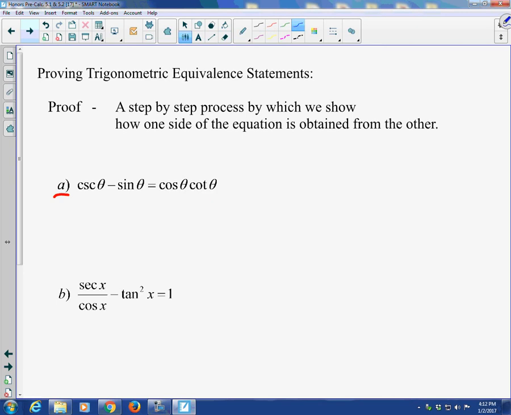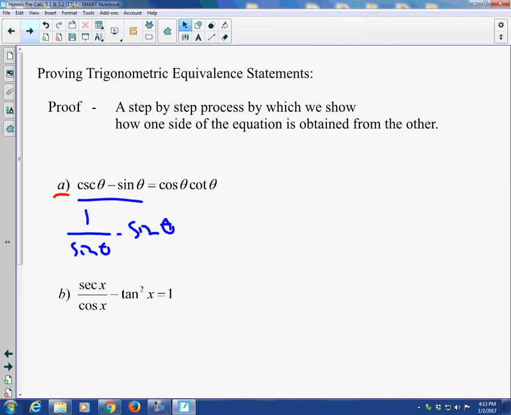But neither of our trig functions are squared, and they're not related in a Pythagorean identity. So what's a good strategy here, if we're not seeing any way to bring these guys together with a Pythagorean identity immediately, is to change everything on the left side of the equation to terms of sine and cosine, and see if we can somehow bring these two terms together in some other way. So we've got our cosecant of theta as 1 over sine theta, and then minus sine theta.